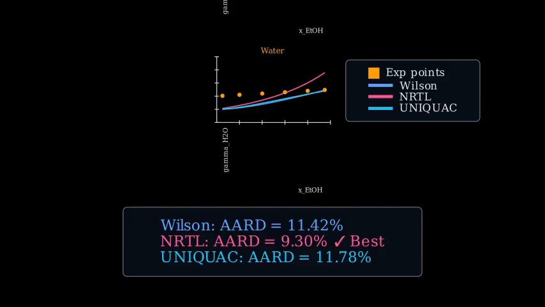Chemically, local composition models capture the strong ethanol-water non-ideality with activity coefficients greater than 1. Mathematically, each model translates molecular asymmetry into excess Gibbs energy and therefore activity coefficients. Graphically, you can see which curve follows the experimental points most closely across composition.